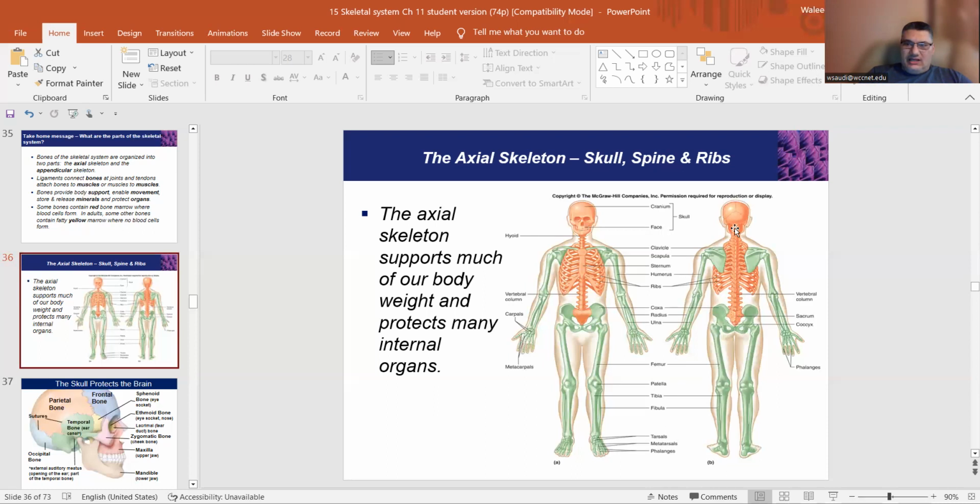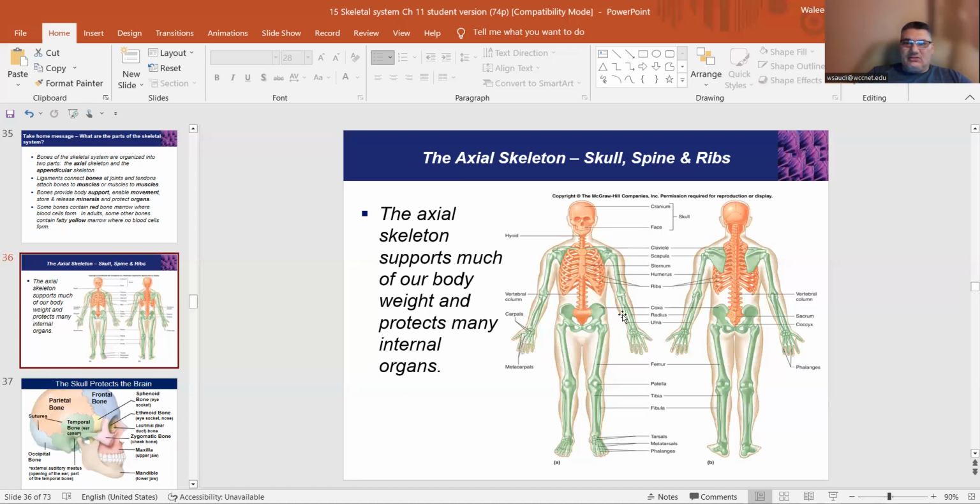Look at this. It's a lot of vertebrae. All of these. Like you have 7, 12, 5, 1, 1. These are the numbers.